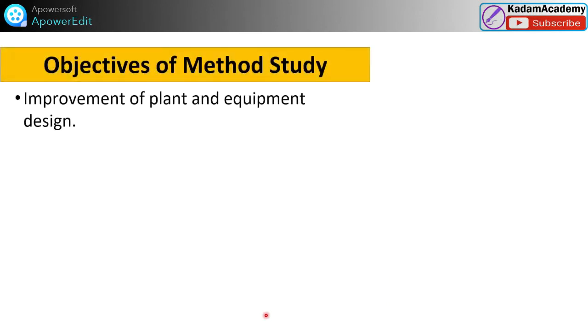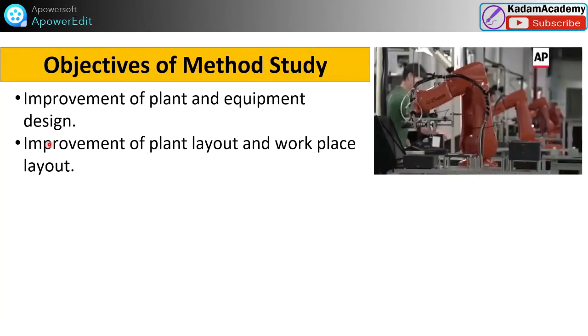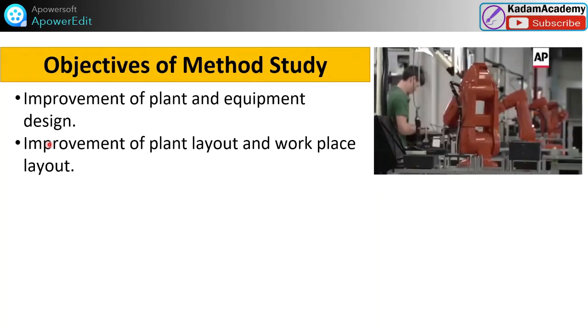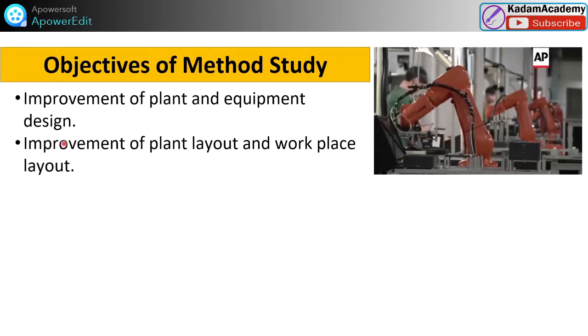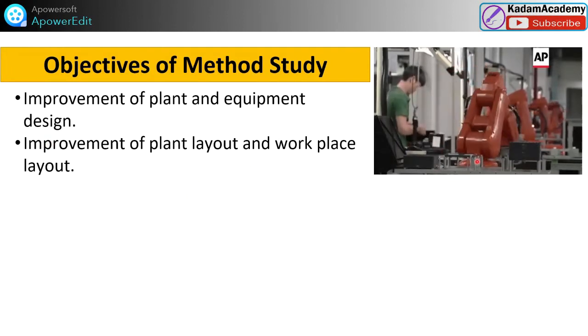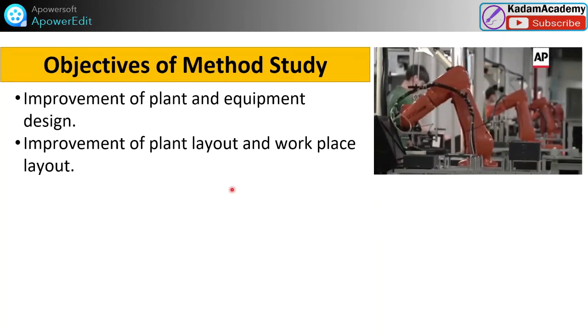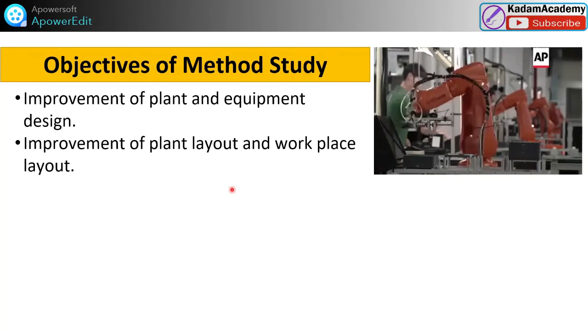So friends, two more objectives we'll study. The objectives are improvement of plant and equipment design. Whatever plants and equipment we are using for this industry, the workplace layout also we have to improve according to new modifications in industry. Whatever we introduce in industry, such as robotics, must improve the workplace so that we can increase productivity.